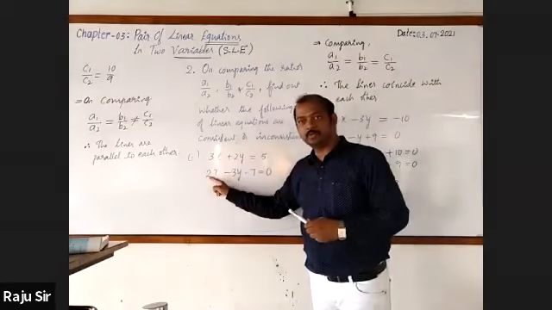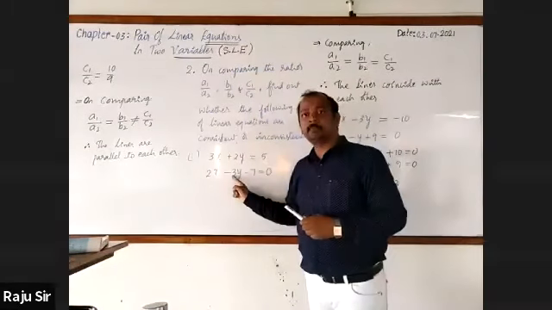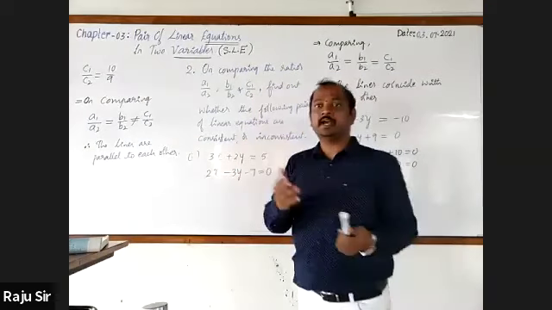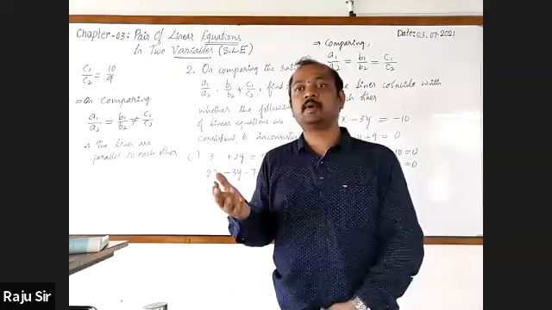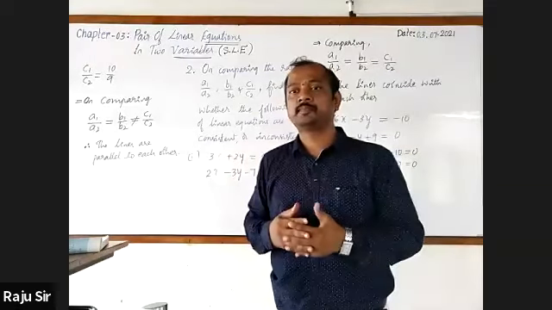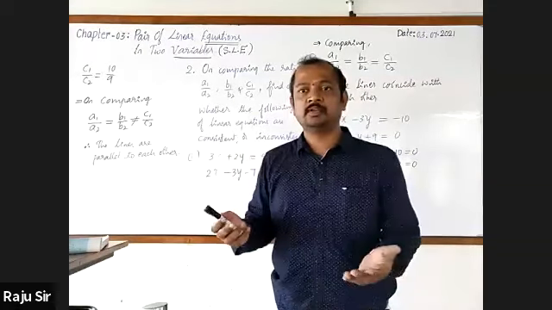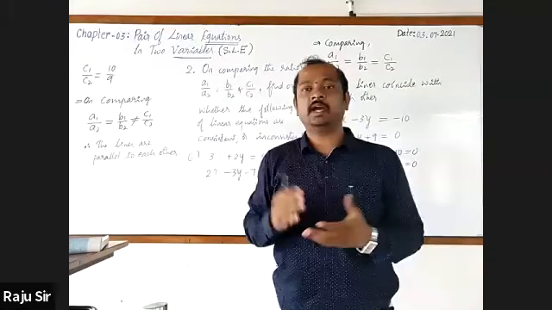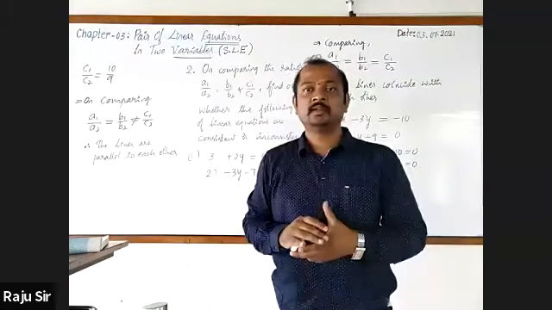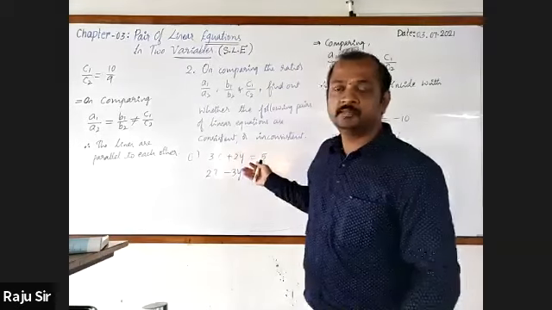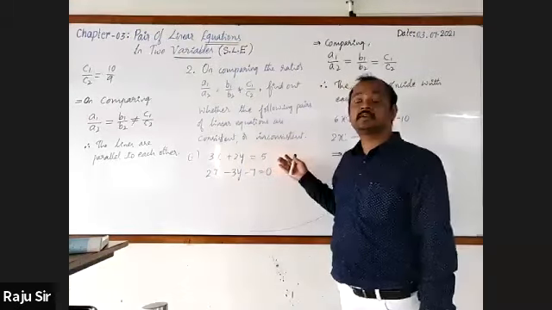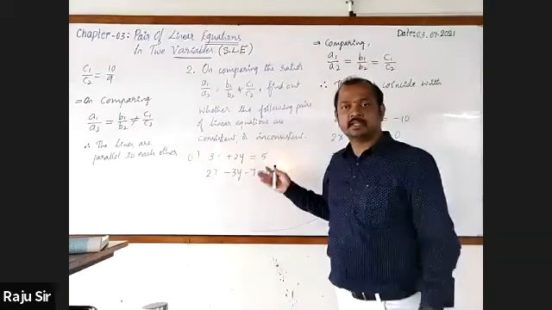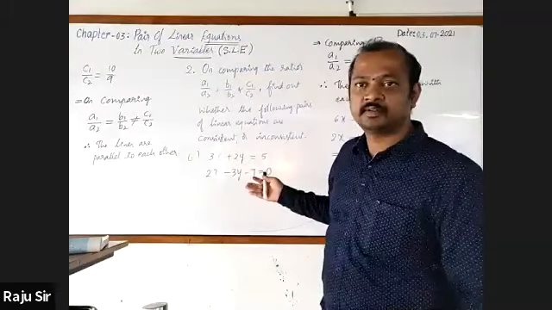Consistent, sir. 3 by 2 and 2 by minus 3, are they equal? No, they are not equal. If they are not equal, what type of solutions they have? Unique solution. The lines will intersect at one point. Therefore, you can say that the equations are consistent. Clear? Is it not simple? Yes, sir.